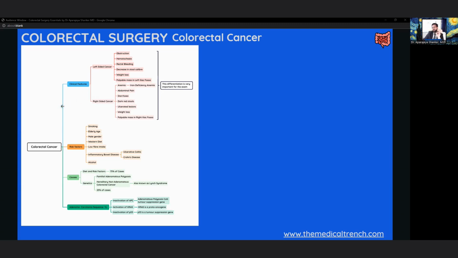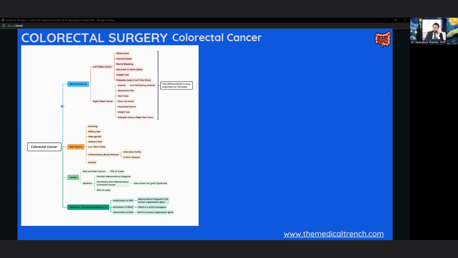Now, in colorectal cancer, we technically look at two things. One is a risk factor, one is a direct cause. Risk factors are those things that can increase your risk for getting cancer, right? So it is smoking, elderly age, male gender, people with a Western diet, because a Western diet has very low fiber, and low fiber intake in general. And here's the catch. If you've had inflammatory bowel disease before, ulcerative colitis or Crohn's disease, your risk of developing colorectal cancer is higher than those who have never had the disease, right?